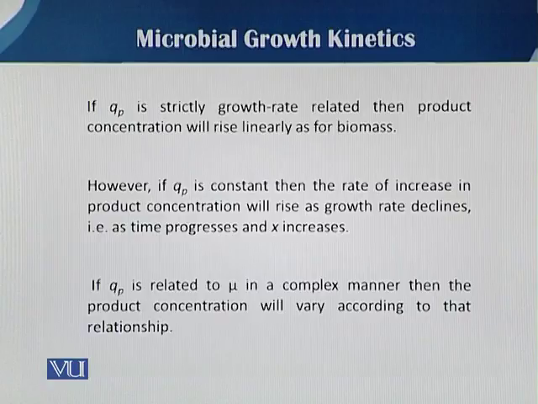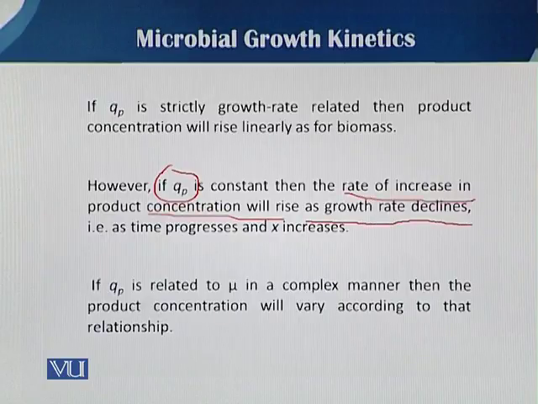However, if Qp is constant, then the rate of increase in product concentration will decline as the growth rate declines, as time progresses and x increases. So we can easily understand how the product quotient, or rate of product formation, is affected by x. If Qp is related to mu, the specific growth rate, in a complex manner, then the product concentration will vary according to that relationship.